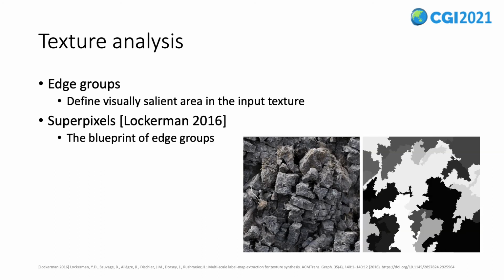Then, we group edges to make procedural building blocks. We use the superpixels as the blueprint of the edge groups because they show visually similar regions, which is a good starting point. We then group edges whose centers are in the region boundary.